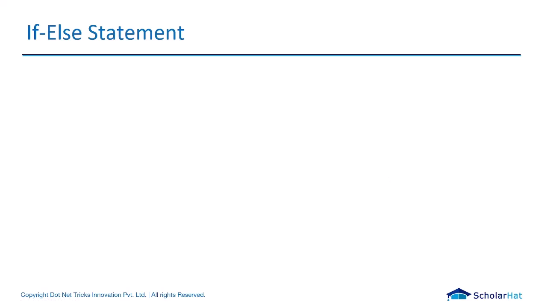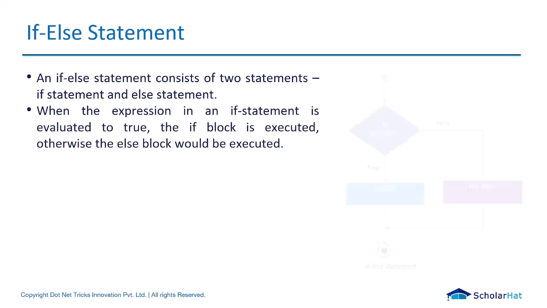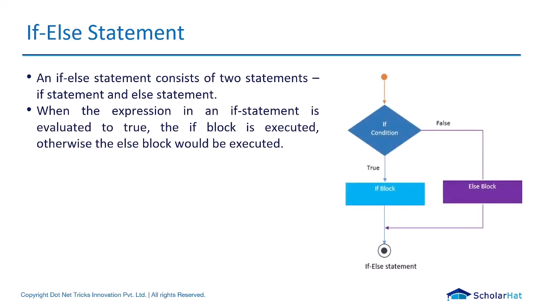Similarly, the if else statement also comes into the picture. So what does the else statement mean? The if else statement consists of two statements, the if statement and the else statement. When the expression in an if statement evaluates to true, the if block is executed. Otherwise, the else block will be executed. What we studied in the previous if statement is that if the condition is true, then this blue block will be executed. If it is false, we were ending the program, and this block was not executed.